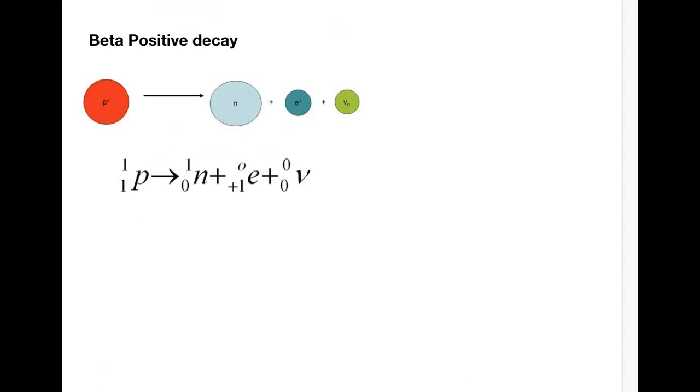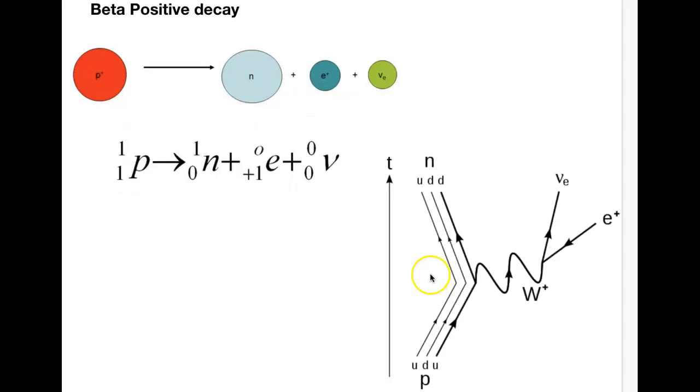Beta positive decay is very similar. A proton becomes a neutron, a positron, and a neutrino. Sketch out what you think a Feynman diagram would look like for this reaction. And here we have the diagram. You have 2 ups and 1 down. That's our proton.